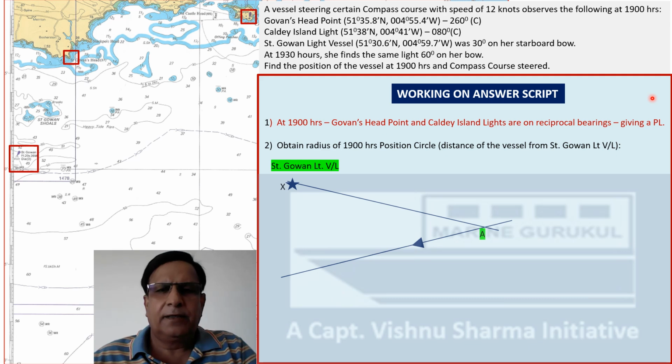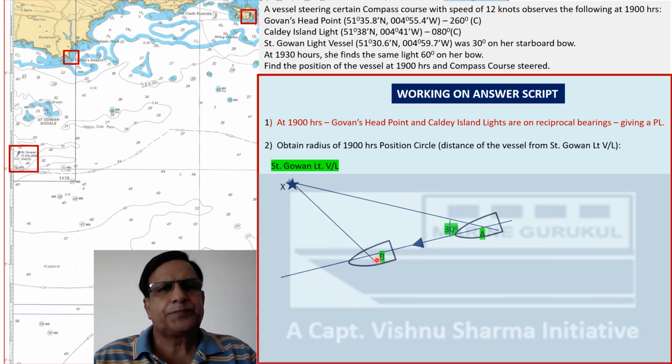Then at A, the light, that is St. Gowan light vessel, was 30 degrees on the ship's starboard bow. So you can see it here. This angle was 30 degrees on the starboard bow. Then at 1930, the same light vessel was 60 degrees on the bow. So let us say the vessel was at B when it is 60 degrees on the starboard bow. So this angle was 60 degrees here. And now let us say as the vessel continues steering this track, she reaches a point where the light vessel is abeam at point C.